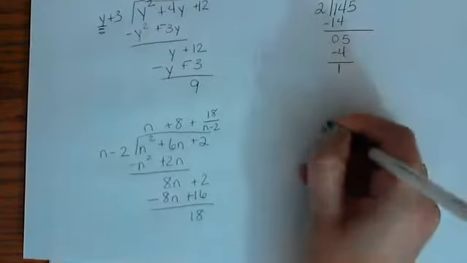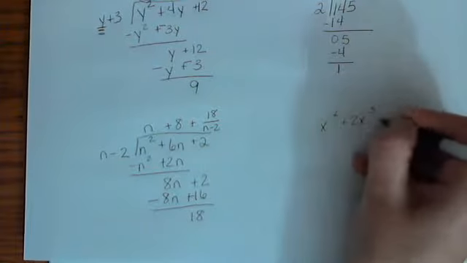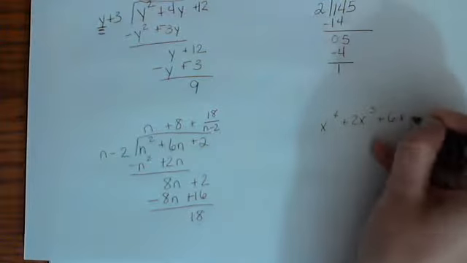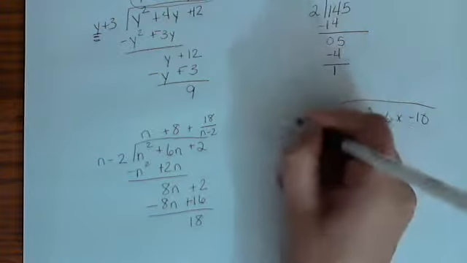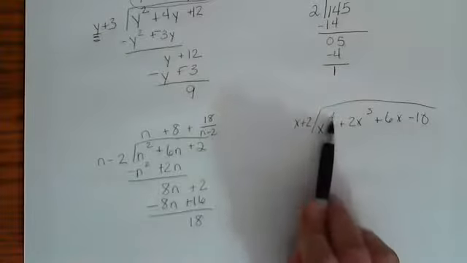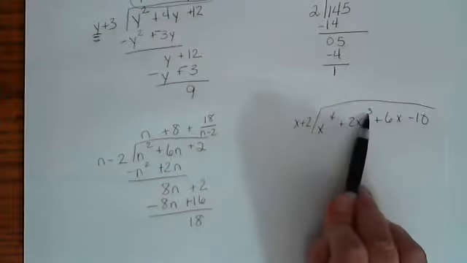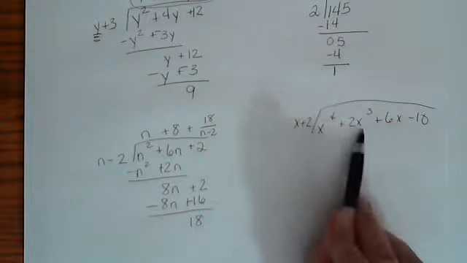So let's look at this one. X to the 4th plus 2x cubed plus 6x minus 10. And we want to divide that whole thing by an x plus 2. Can you do that? I sure hope you can. Well, the problem is here we've got a degree of 4, degree of 3, degree of 1. 4, 3, we missed something in there, didn't we?